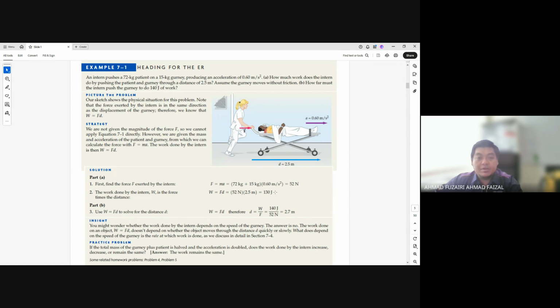Same thing as we do with force. Force is mass times acceleration, kg m s^-2. But for work, it's force times displacement, so you get joules. Same thing as energy, because work and energy are related. If the question asks how far the intern must push the gurney to do 150 joules of work, you can manipulate the equation to find the distance. The distance should be 2.7 meters.